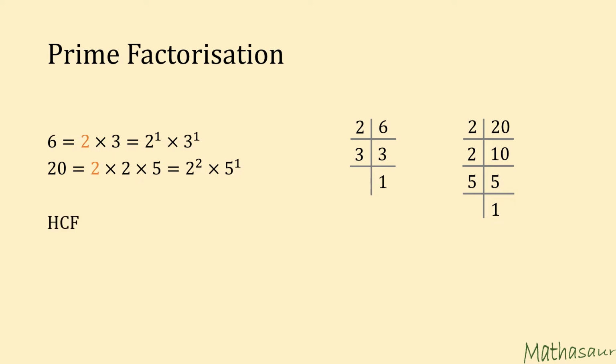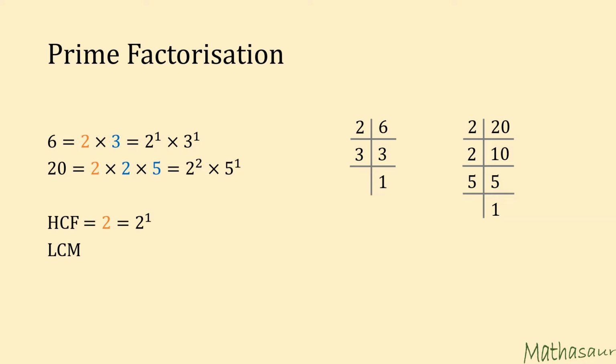Now in order to find the HCF, we shall look at the factors common between the two numbers. So we see that there is a 2 common to both the numbers. It is interesting to note that the power of 2 in the HCF is equal to the smaller power of 2 from the prime factorization of both these numbers.